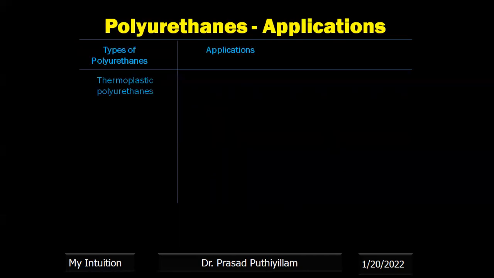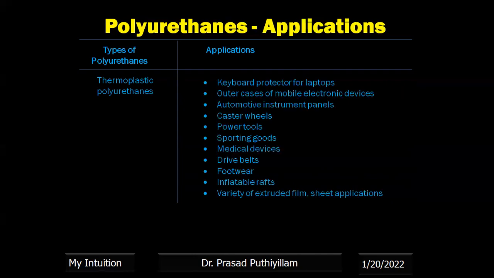Applications: different types of polyurethanes and their applications. Polyurethane can be in the form of thermoplastic polyurethane. The thermoplastic polyurethanes are mainly used as the keyboard protector, the thin, transparent or semi-transparent layer which we keep over the laptop keyboard, that is made up of polyurethane. The outer cases of mobile electronic devices are also made up of polyurethane.